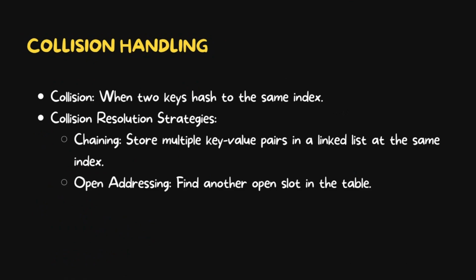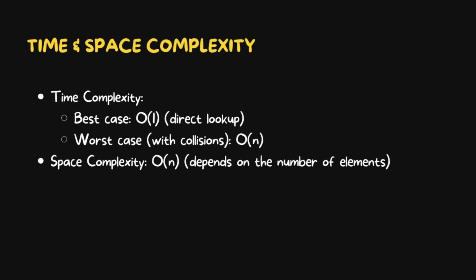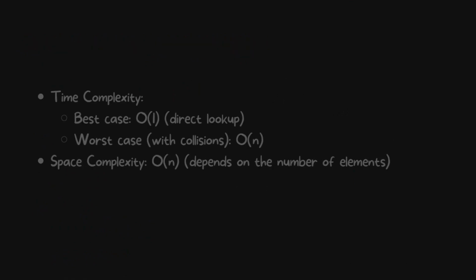Collision happens when two keys generate the same hash value. We solve this in two ways. First one is chaining, which stores multiple pairs at the same index in a linked list. Second one is open addressing. It searches for the next available slot. In the best case, it is order of 1, which is direct lookup. And in the worst case, with collision, it is order of n. So the time complexity is order of 1 for the best case and order of n for the worst case. The space complexity is order of n. It depends on the number of elements.